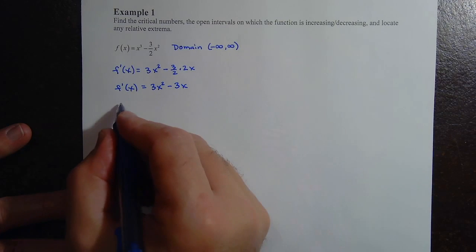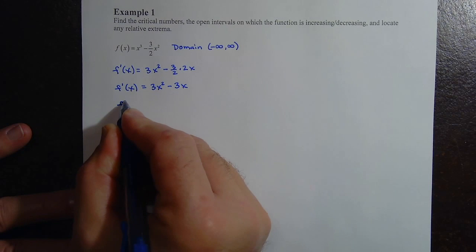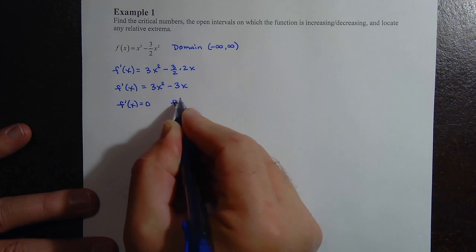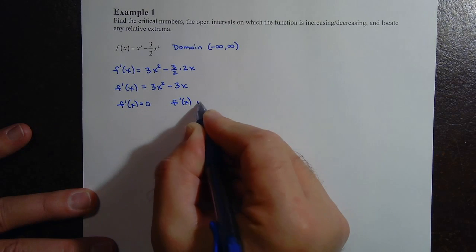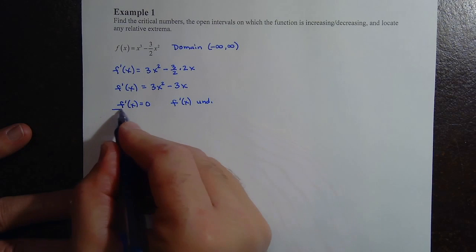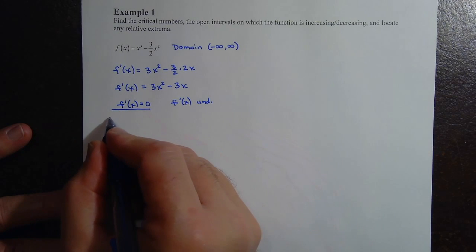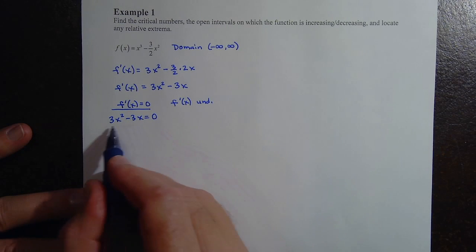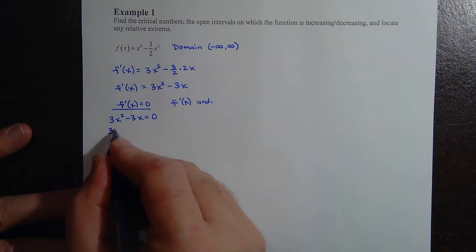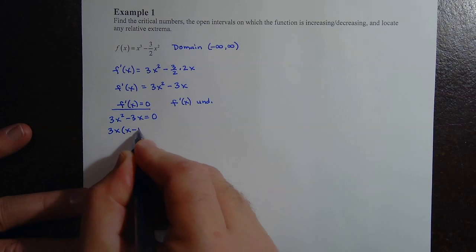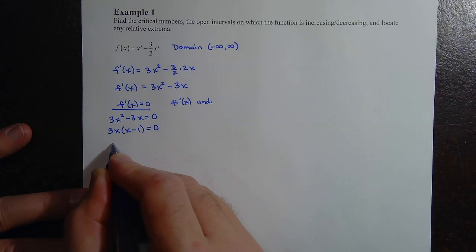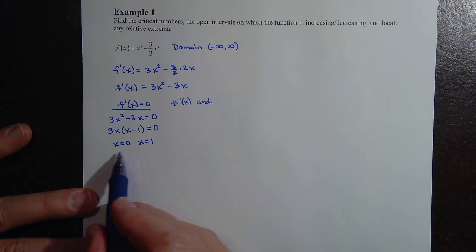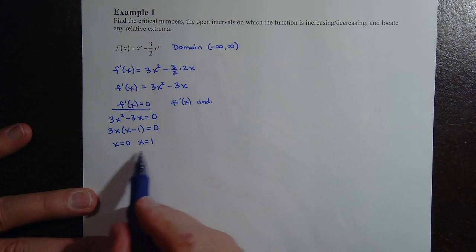Okay, so the next step in this is we want to find where does f prime of x equal 0, and we also want to figure out where f prime of x is undefined. Okay, so f prime of x, we'd set this equal to 0. So 3x squared minus 3x is equal to 0. There's a GCF here of 3x. So we can rewrite this as 3x times x minus 1 equals 0. Well, this is going to happen when x equals 0 and when x equals 1. So there's two critical numbers, and they're in the domain, so they are critical numbers, okay?